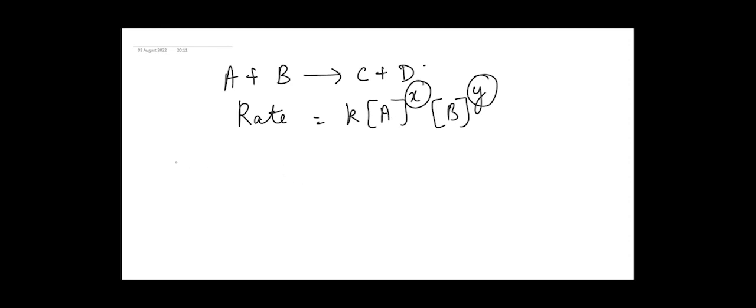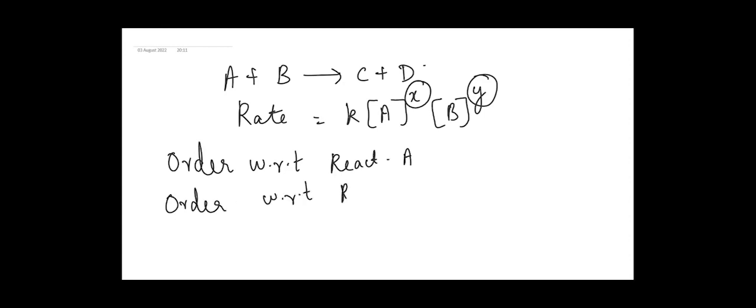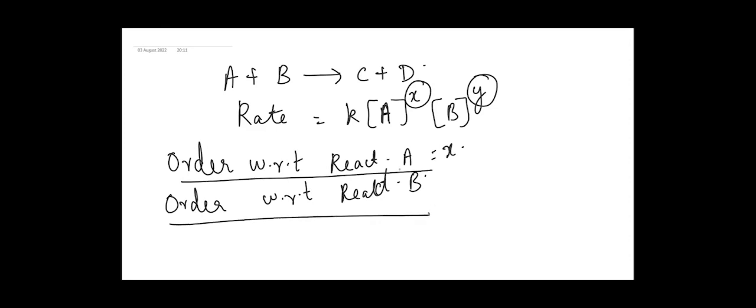Now how can we define the order of this reaction? Here there are some terminologies to be understood. Now there are two orders here. One is the order with respect to reactant A, and the second one is the order with respect to reactant B. So order with respect to reactant A is nothing but the power which is involved with the reactant A. So that is nothing but X. Now order with respect to reactant B is nothing but Y.